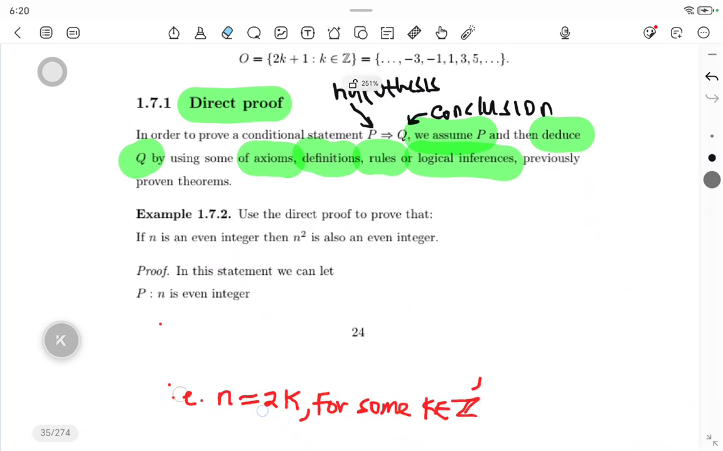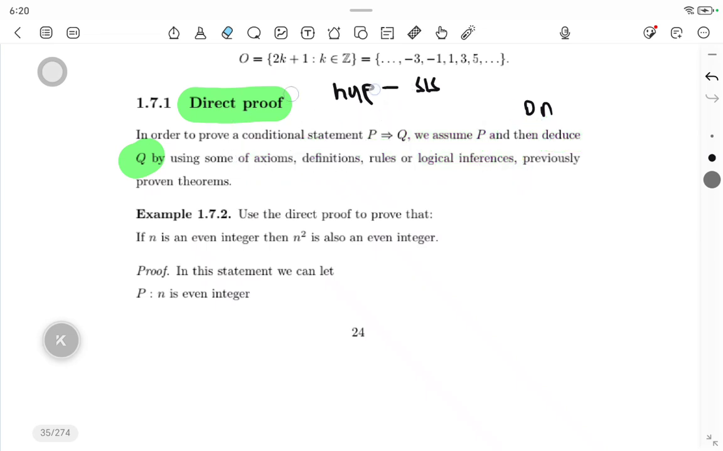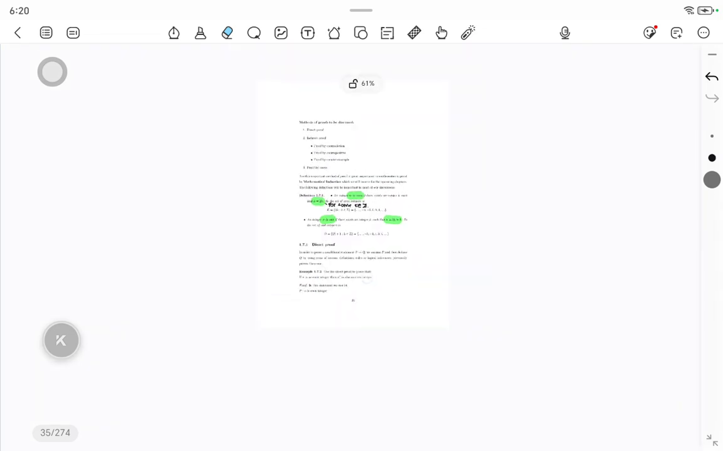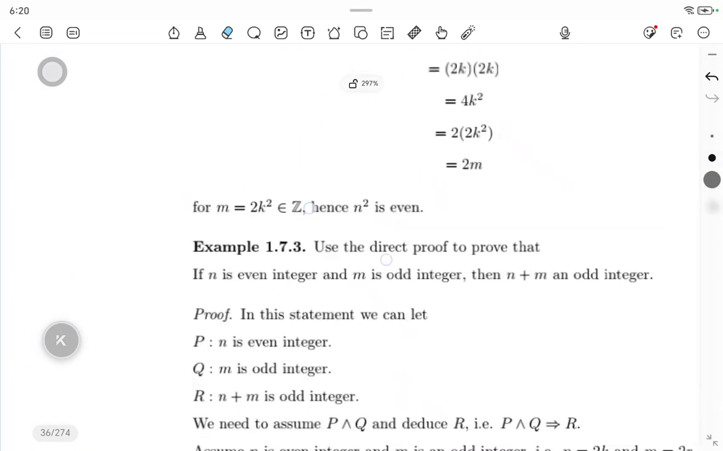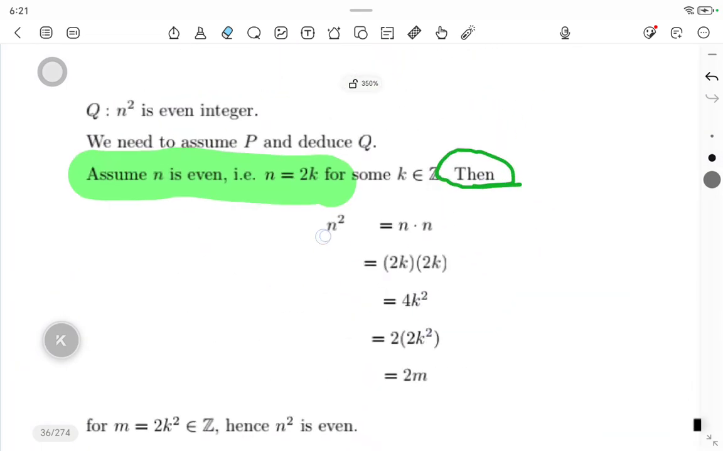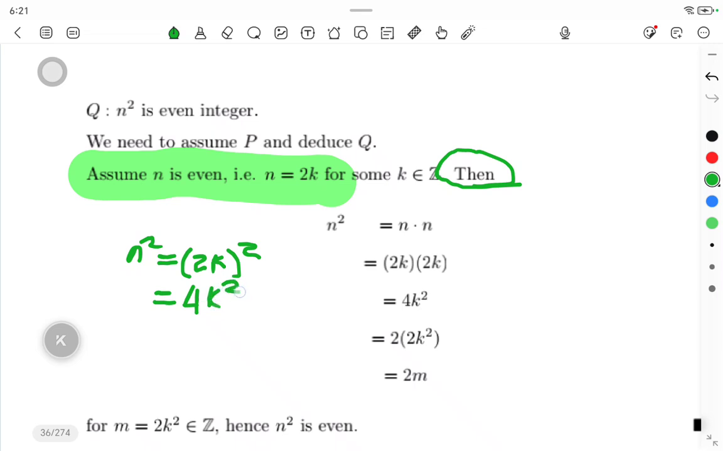The question is, how am I going to prove it? I must start from n squared because I know what n is. I take n, plug it inside n squared, and try to prove that I also get an even integer. So we know that n is equal to 2k. Someone would have written n squared is equal to, since we know n is 2k, we just square, and this would be 4k squared.